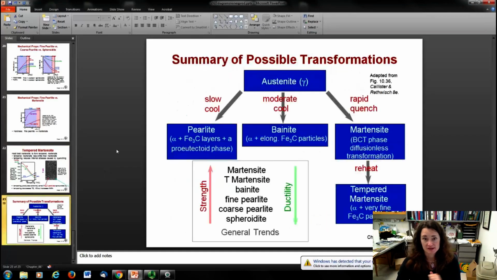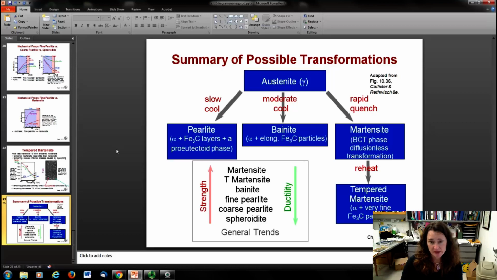Okay, so to summarize, possible transformations. If you have that austenite going to a slow cool, then you've got your perlite, okay, and you might have a proeutectoid phase if you're below or above 0.76% by weight carbon. If you go from austenite at a moderate rate of cooling, you get bainite, okay? And then if you cool it really fast, a rapid quench, then you get your martensite, and you can reheat it to get tempered martensite. In terms of the strength, it goes up, spheroidite to perlite to bainite to tempered martensite to martensite, and then your ductility goes the other way with those things.